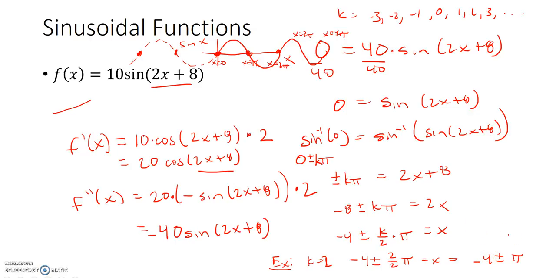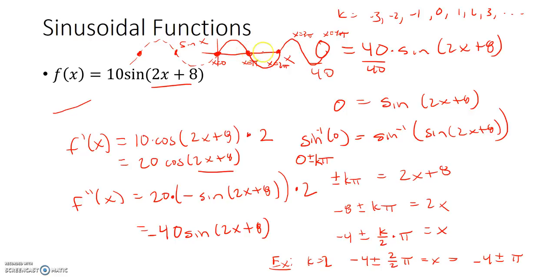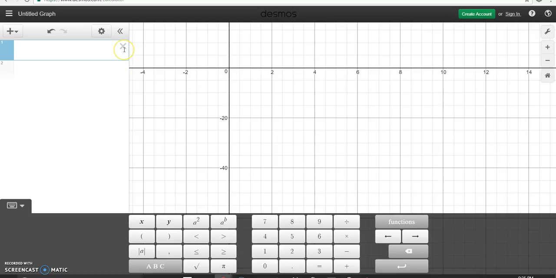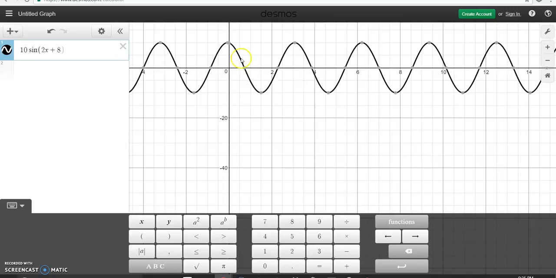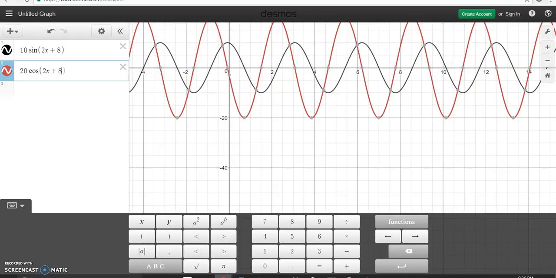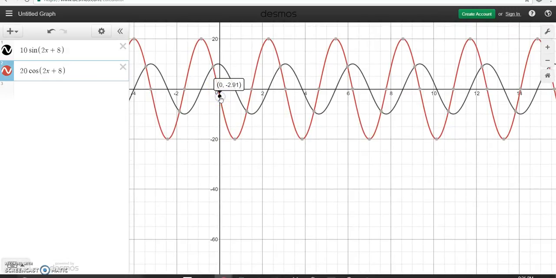So let's take a look at the sketch of this function. We'll go ahead and plot our original function, 10 sine of 2x plus 8. And I can see that the inflection points seem to occur somewhere between this concave up portion and this concave down portion. So I'm going to plot the derivative, which is 20 cosine of 2x plus 8. That, of course, tells me where the critical points are.